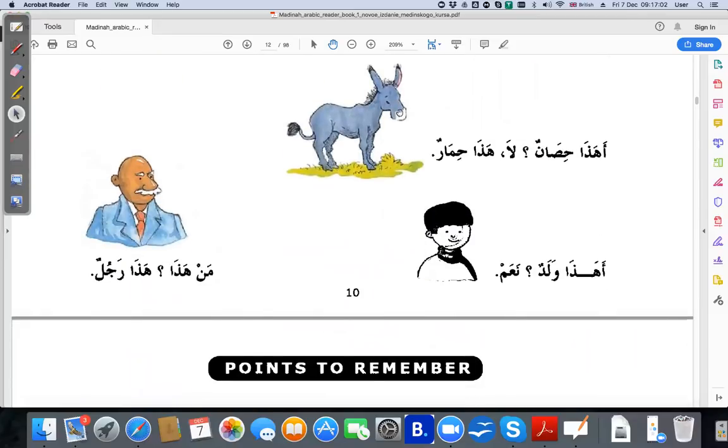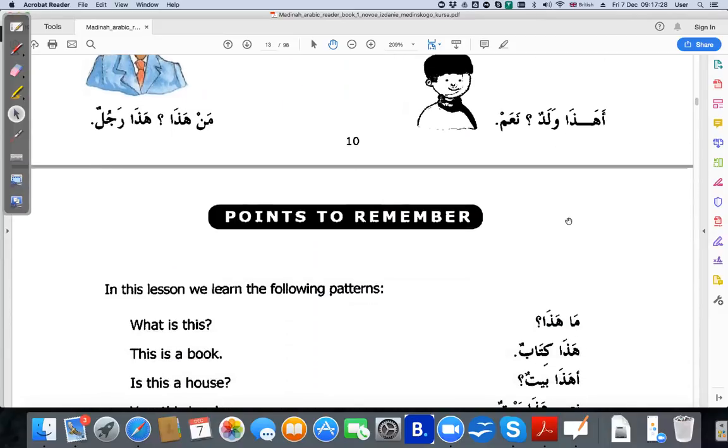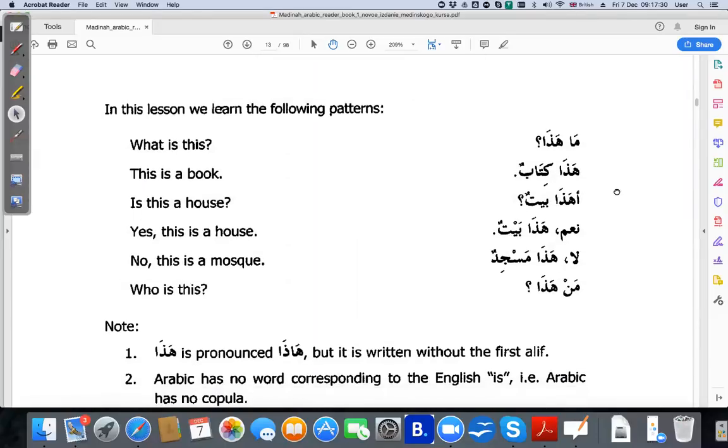هذا حصان. Is this a horse? No, لا. هذا حمار. This is a donkey. هذا ولد. Look at this picture. Is this a boy? Yes, نعم, it is. We say نعم. من هذا, we are going to ask about human. Who is this? من هذا, we answer, هذا رجل. هذا رجل, okay? And then in this page, we have the things to remember.